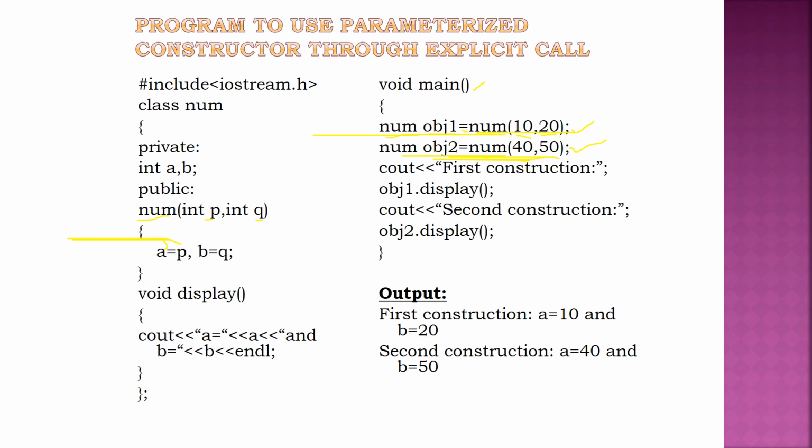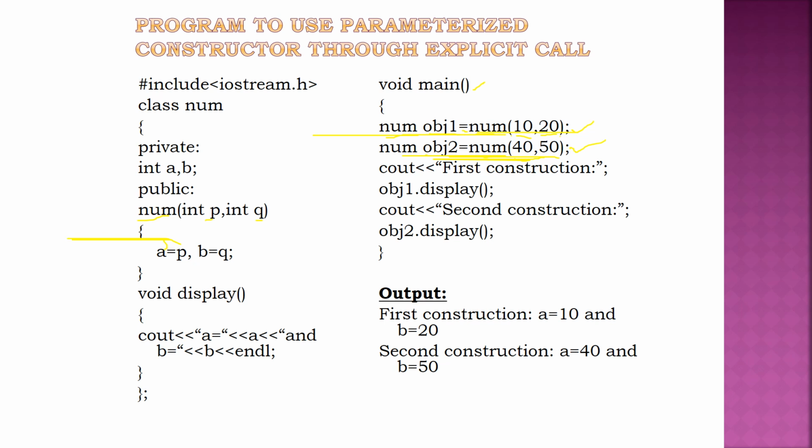Again, I'm going to create one more object, called object 2. In object 2, 40 and 50 have been passed. Once the second object is created, obviously 40 will be passed to P and 50 will be passed to Q. Now, the values are being passed by using an explicit call.